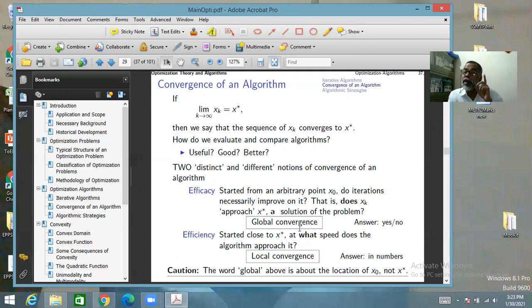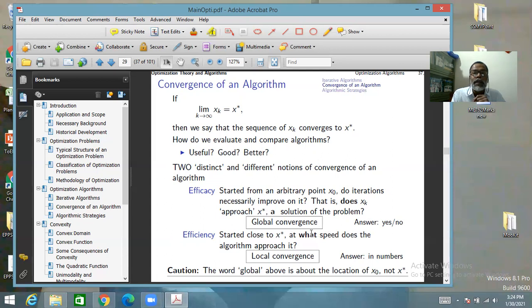That means from anywhere, if it approaches the final solution, slowly, no problem. But if it does approach, if it comes closer, then you say that it has global convergence, because it could start from anywhere and come there. So the answer to this question, does an algorithm have global convergence, can be yes or no.